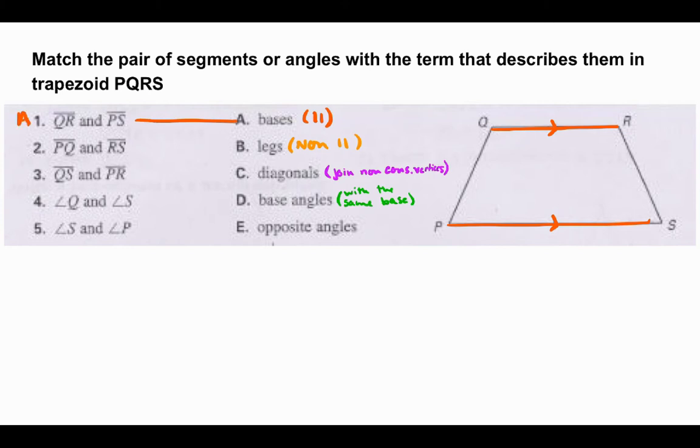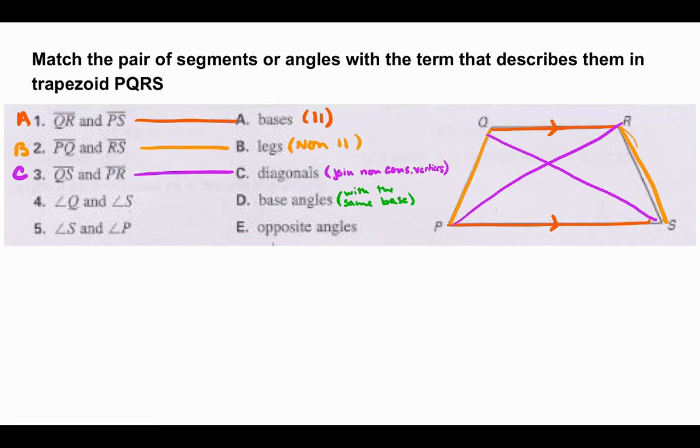My non-parallels, which are PQ and RS, are the legs. So that's answer choice B. The diagonals join non-consecutive vertices, so Q to S and P to R. So my diagonals are answer choice C, number 3.